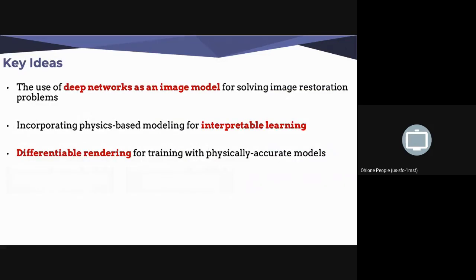Okay, so the three ideas that I mentioned together: first, deep networks, or deep learning, can be thought of as building a model for images, which you can use for solving restoration problems, and therefore in principle for compression. The second was to use physics-based modeling for interpretable learning. And the last one was using differentiable rendering to have a physically realistic rendering pipeline within any optimization or any particular model, be it analytical, like what we used to do in the past, or data-driven, as what we're doing currently.